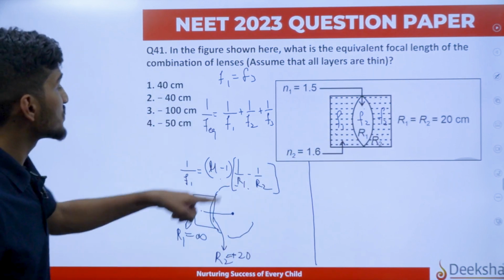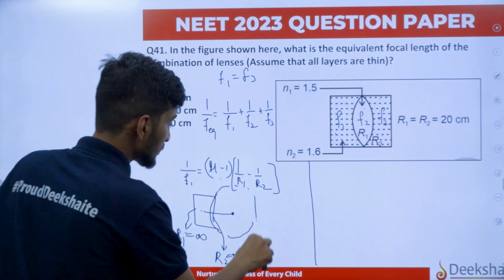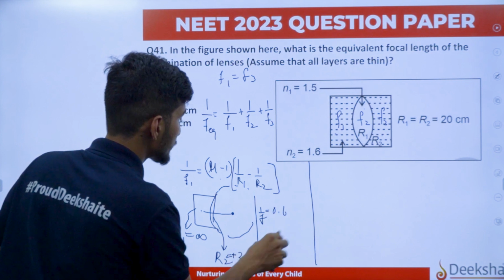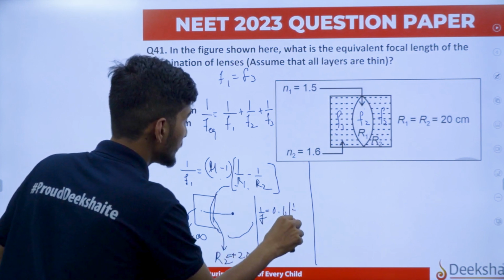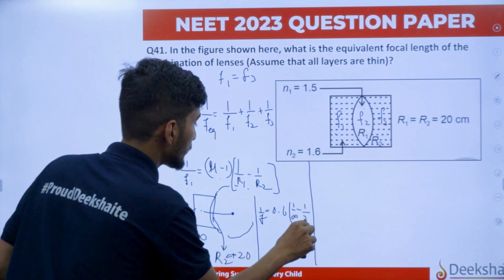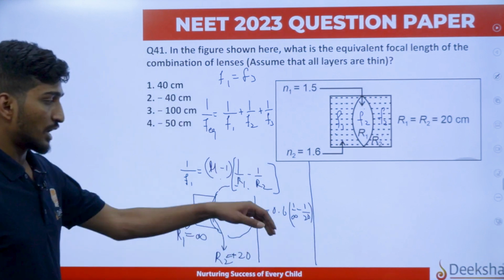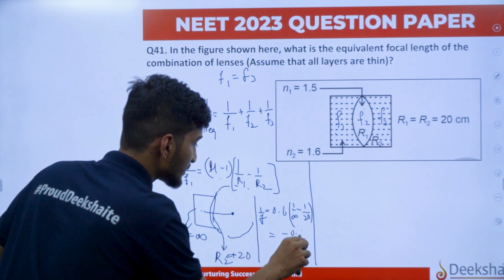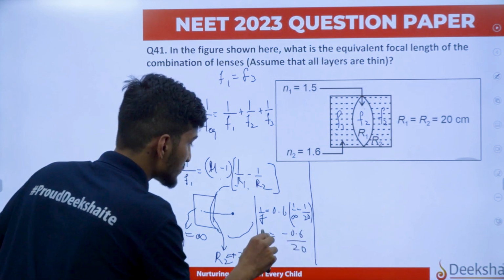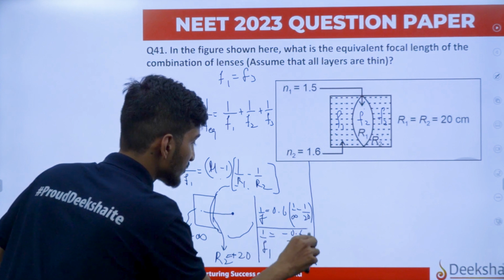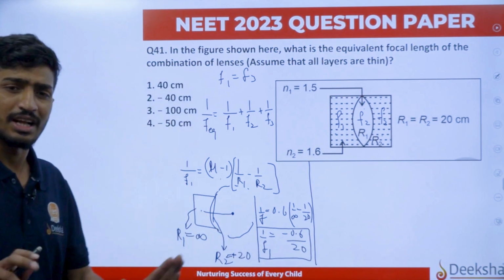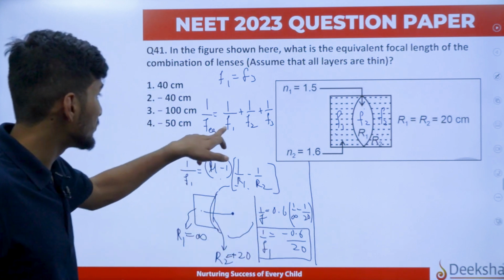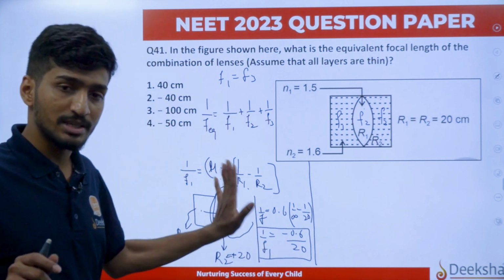Okay, so let's put the values here and let's find out what the 1 by f is. 1 by f will be 1.6 minus 1, 0.6 into 1 by infinity minus 1 by 20. Okay, I've just put the values here, and this becomes minus 0.6 by 20 as my 1 by f1. I'm not going to solve it any further. I'll just keep it as it is. There's no need to calculate f1 exactly because I need the 1 by f1 value immediately later on. So let's keep it like this.